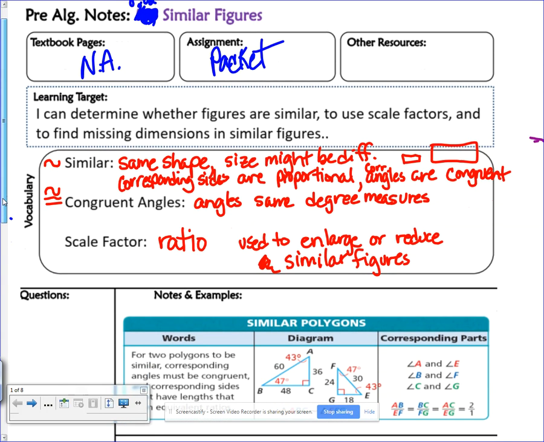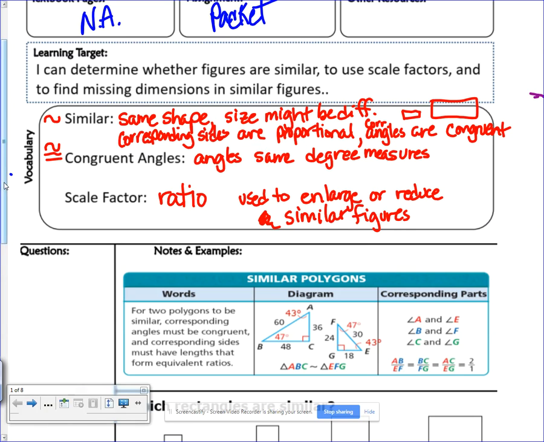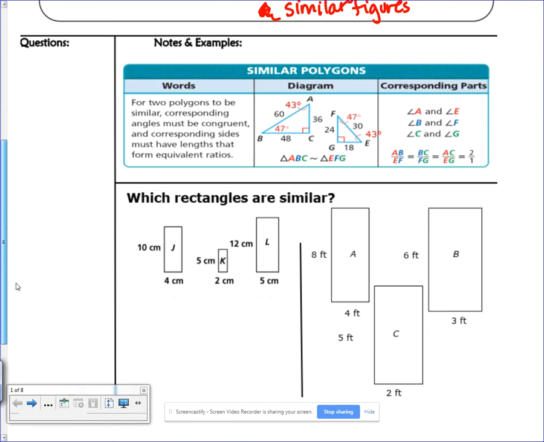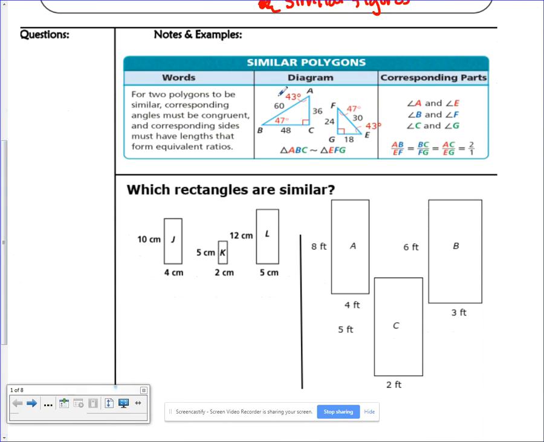Basically, today, what we're looking at is like mini versions and larger versions of objects, okay? And the sides, if they are similar, the sides are going to make a proportion, okay, from the baby one to the big one, and so on. So in words, you have all of this. Corresponding angles are congruent. Corresponding sides must have lengths that form equivalent ratios. That means they're proportional. So they go through this whole diagram and say this.